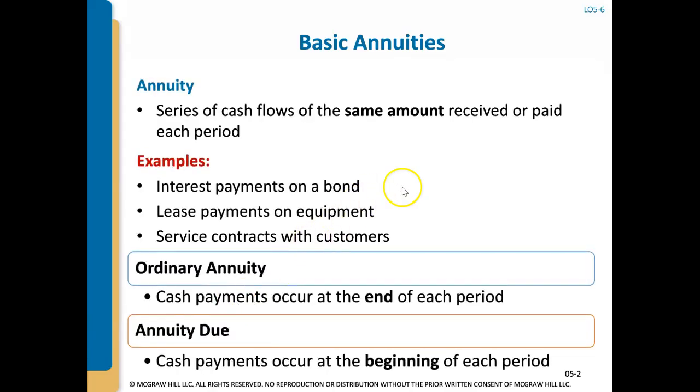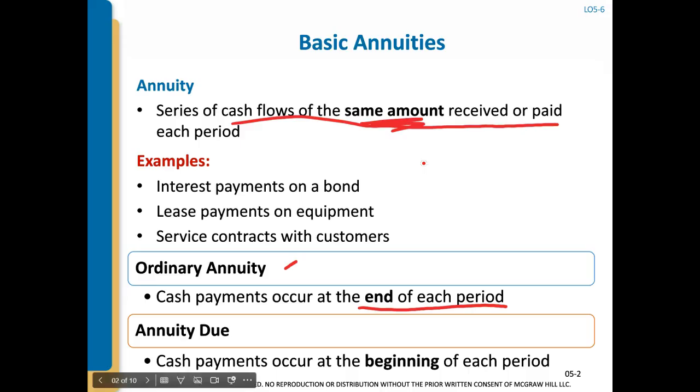We've seen this slide before in previous videos, but just a quick review: an annuity is when you have a series of cash flows or payments, whether they're paid or received, that are the same amount over a period of time. The cash payment can occur at the end of each period, which is called an ordinary annuity, or at the beginning of each period, which is called an annuity due.